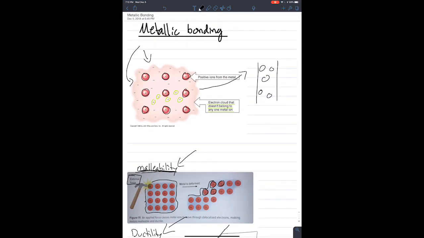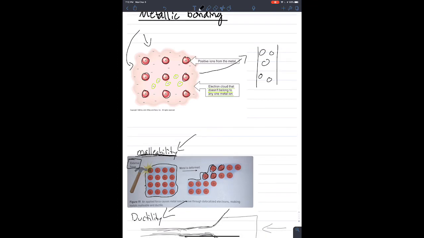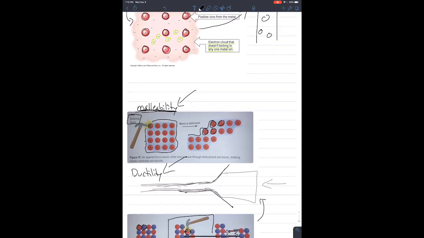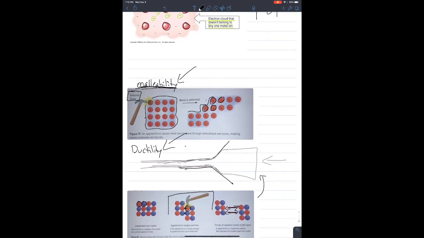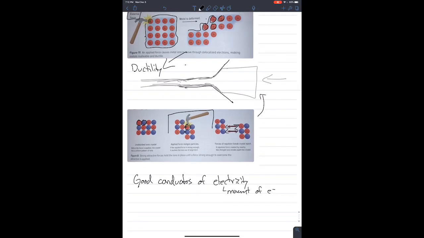So metallic bonds, they exist because these positive metal ions are sharing electrons. That sea of electrons that surrounds them allows them to be malleable, it allows them to be ductile, and it allows them to conduct electricity well.